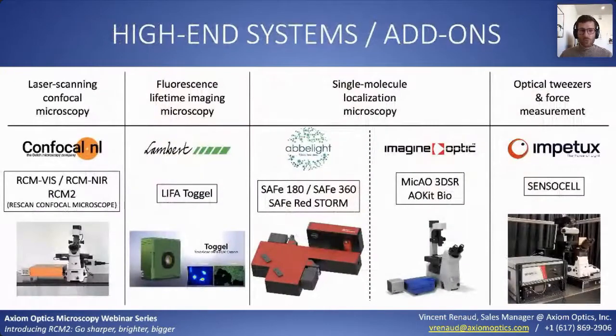For the microscopy division, we offer high-end systems. Of course, the Rescan Confocal microscope, which is a laser scanning confocal system that you're going to learn more about today. But we also offer the fluorescence lifetime imaging system from Lambert Instrument, which is a camera-based system. We also have different systems for single molecule localization microscopy, so super resolution microscopy, from Abelite and from Imagine Optic using adaptive optics. And finally, we also offer the optical tweezers and force measurement platform from Impedex.